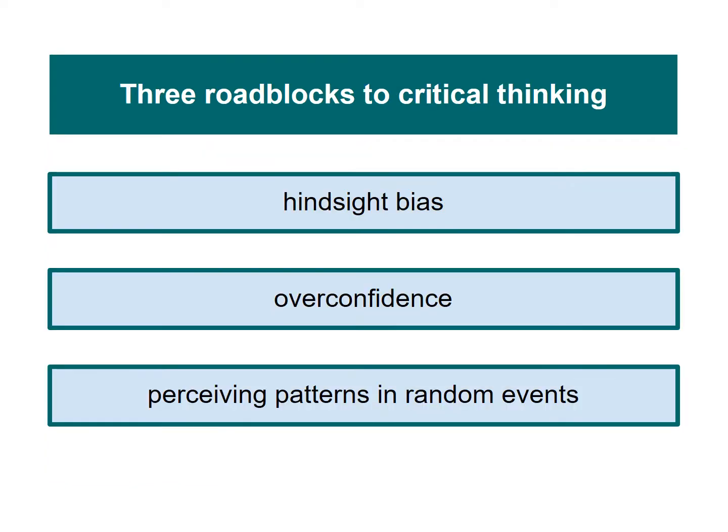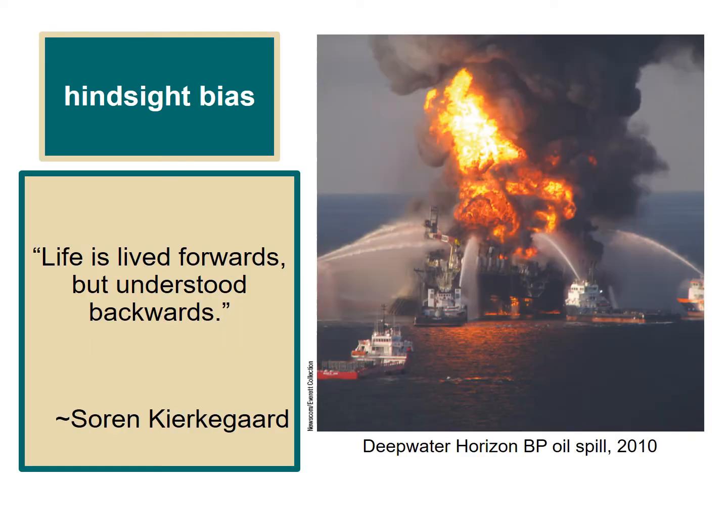So there are three main roadblocks to critical thinking. This is where your notes start. They're hindsight bias, overconfidence, and perceiving patterns in random events. Hindsight bias. Life is lived forwards but understood backwards. That quote will make sense in just a second. And this is the BP oil spill in 2010. That's what that picture's of.